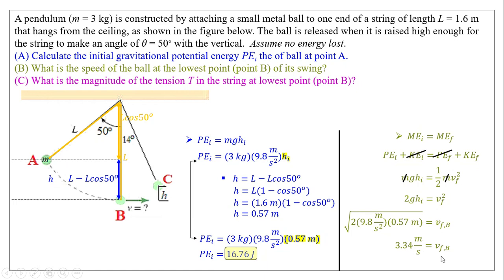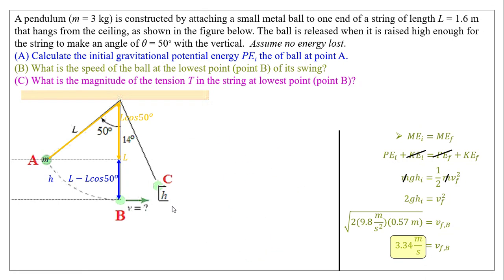And it says speed, so I don't need to provide a direction. But at the lowest point in this diagram, if it asks for velocity, instantaneous velocity, you would just say 3.34 meters per second pointing rightward. At that point, the arrow is pointing rightward. Okay. All right. And that is the answer to part B. That's the speed. Let's do part C.